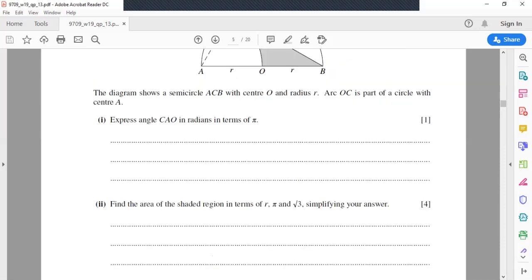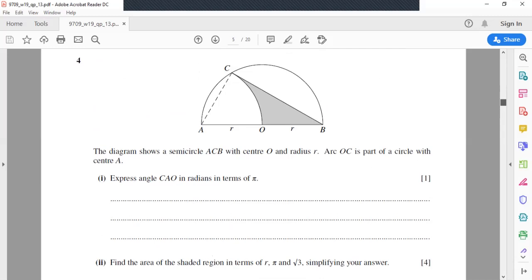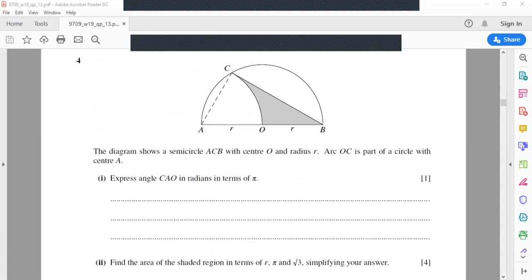Now let's go to the next part of this, and it says, okay, here it is. You are asked to find the value of the angle, this one, in terms of pi radians. And this is a 1 mark question, so it means it doesn't require a lot of calculations here.